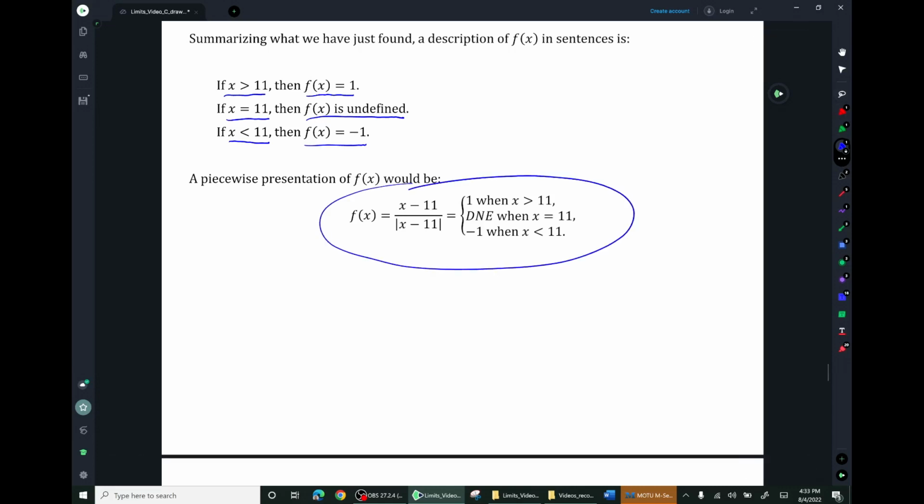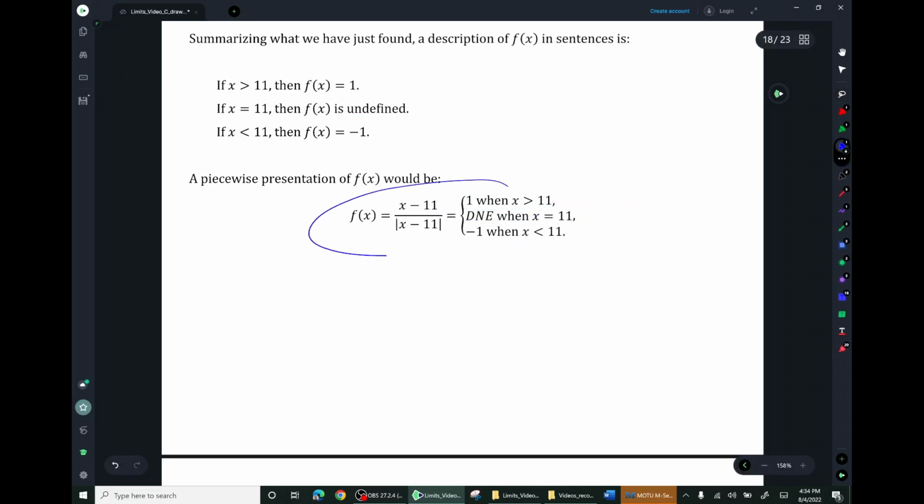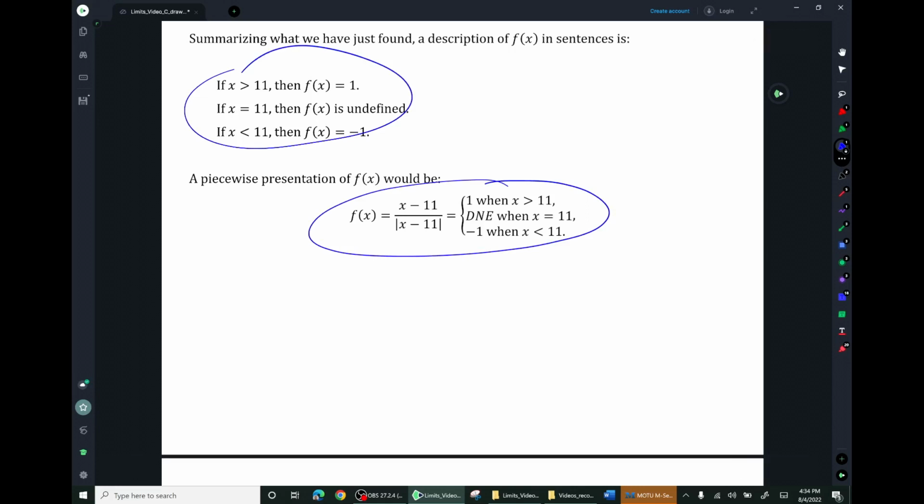This would be spoken f of x equals x minus 11 divided by the absolute value of the quantity x minus 11, which equals 1 when x is greater than 11, which does not exist when x is 11, and which equals negative 1 when x is less than 11. So here is a condensed presentation of the formula for f of x involving a piecewise presentation. Here is a prose description in words that's going to be more useful for us in this current problem.